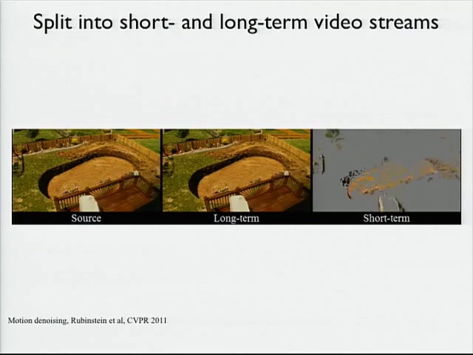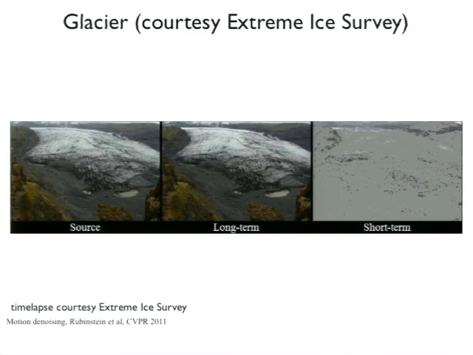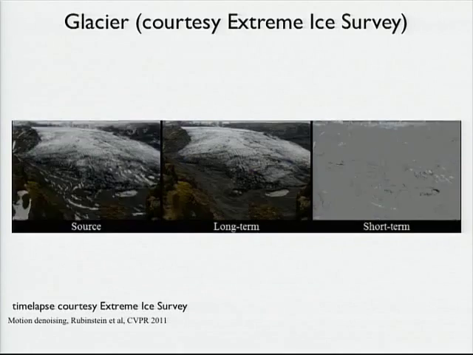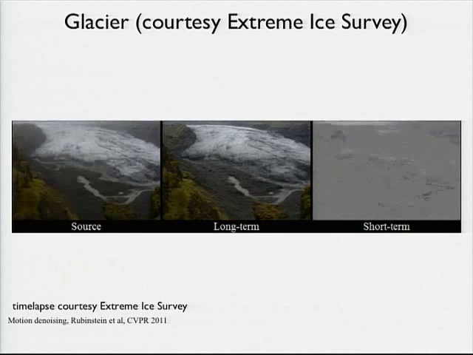This isn't perfect, but it's taking steps in the direction that I think computational photography should go for long timescale events, giving you independent controls over these different components of the video. Here we're looking at the low-frequency motions and the high-frequency motions. You can also imagine, there's a beautiful set of time-lapse images made by the Extreme Ice Survey of glaciers. Here's the original time-lapse of the glacier, and it's really noisy in many ways. But here we've applied our method to pull out just the long-term and the short-term components of it, and we think it gives a better rendering of it.